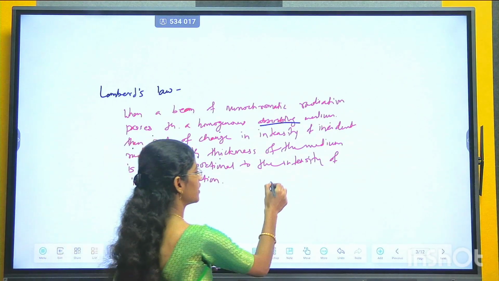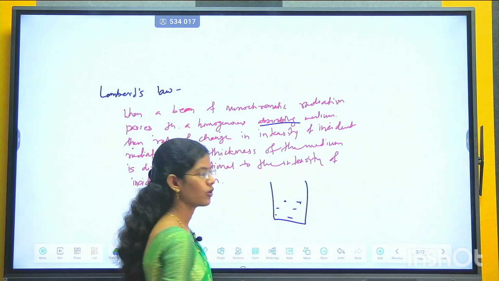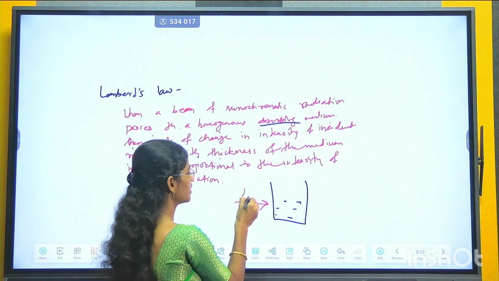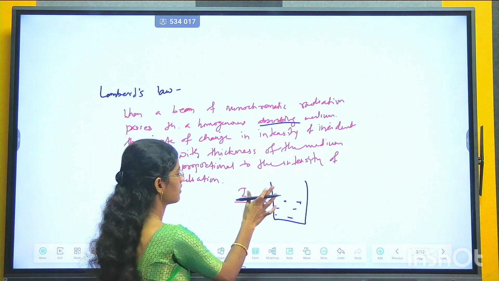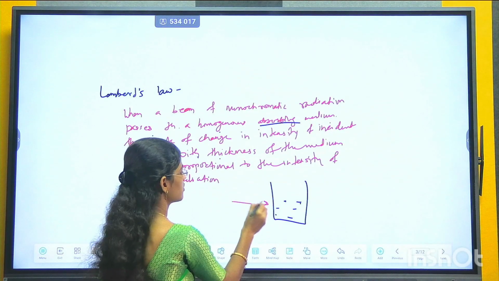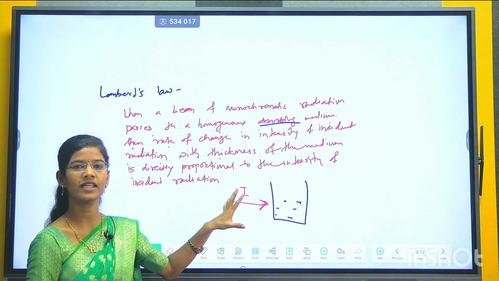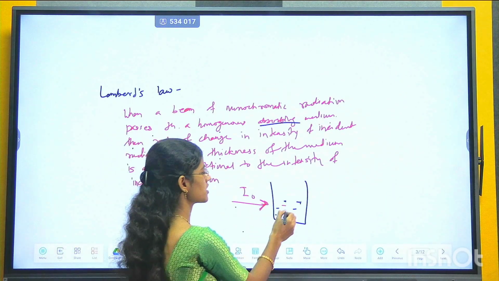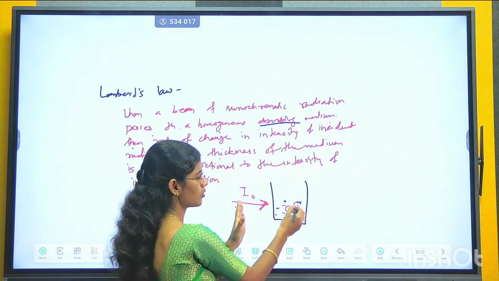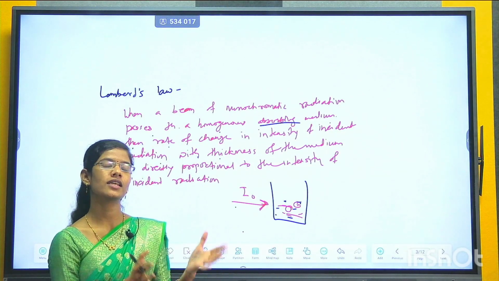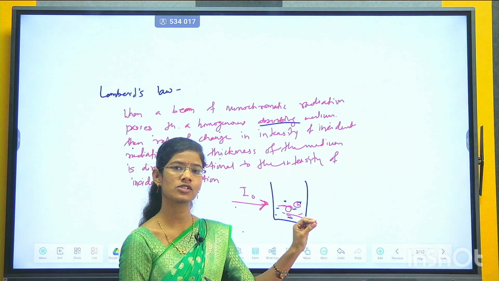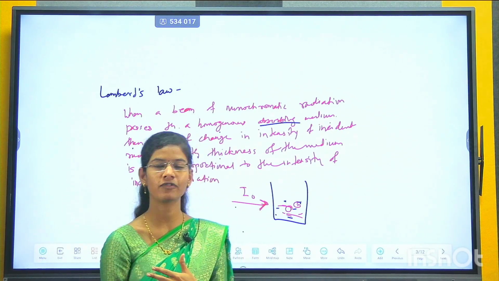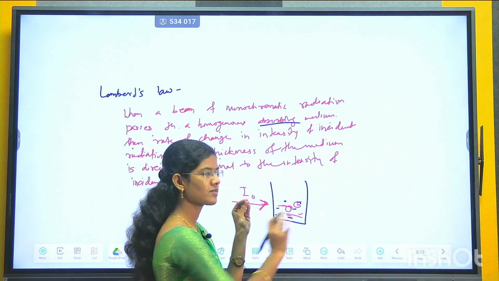That means if in a beaker we have taken our solution, and we are passing some homogeneous radiations through it, and the initial intensity of radiation is I0, then when these radiations pass through this homogeneous medium, some of the radiation will be absorbed by the system. In the absorption of light, when radiations pass through any system, some of the radiations will be absorbed, some will be reflected back, and some will be transmitted as it is.